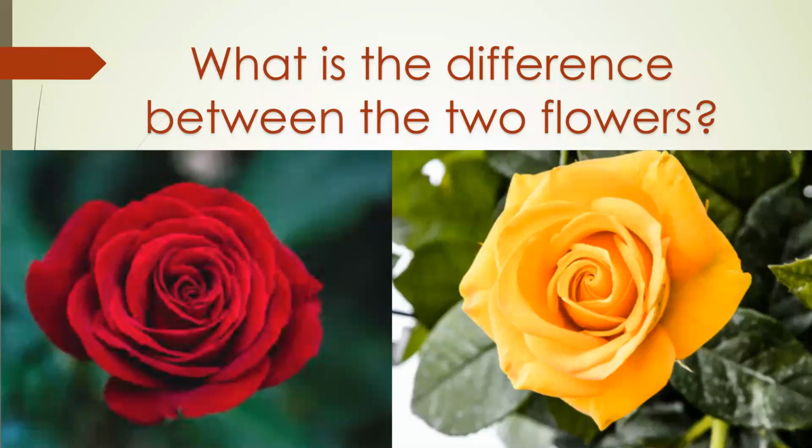Now here is the second question based on the same image. Why are these two roses present with different colors? Don't you think, since they have two different colors, they might have something inside them which is not common? Correct. Here I am getting the second correct answer. That is, the pigment is differing. Very good.